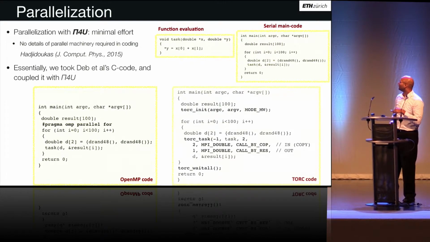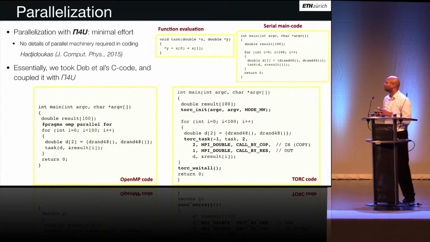So to run them distributed, with Torque, all we need to do is add these 3 lines. That's initialization, that's calling the function, and then waiting for everyone to return. That's it. So it's almost zero effort compared to if we were to go and change all the serial code to MPI. All of the communication is hidden from us. So that's a very big advantage.